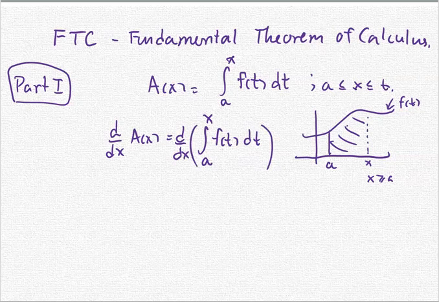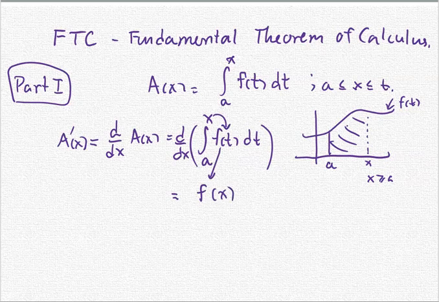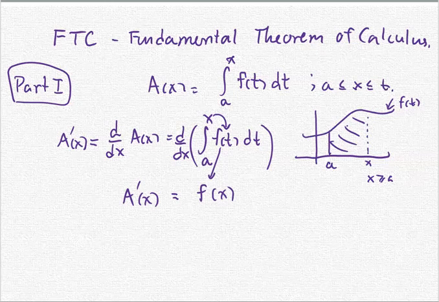We used a couple of examples to show the relationship. So the derivative of the area, or A prime of x, is the function f. Instead of the dummy variable t, we replace it with x. So A prime of x equals the function f of x. That means the derivative of the area is the function that was provided.